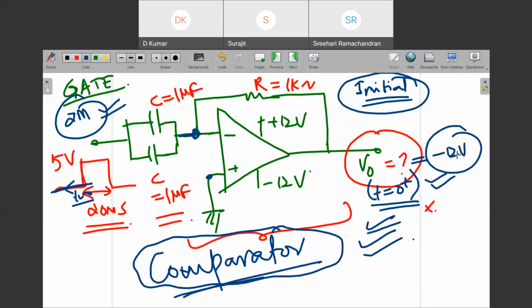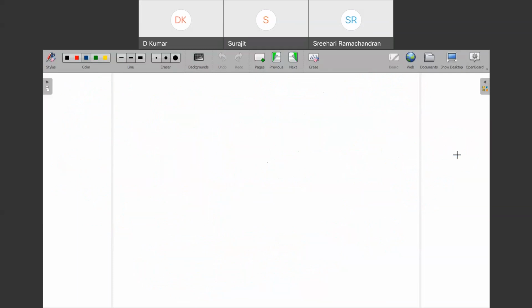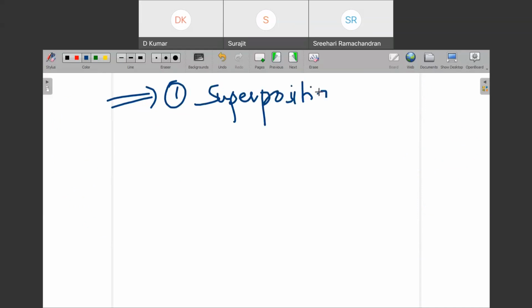Okay, so this was all about today's class. I discussed many things: op-amp, integrator, differentiator. We discussed many problems. I told you various methods and how to apply them. You have to keep in mind that superposition is a very important method, right? Always keep in mind this superposition.